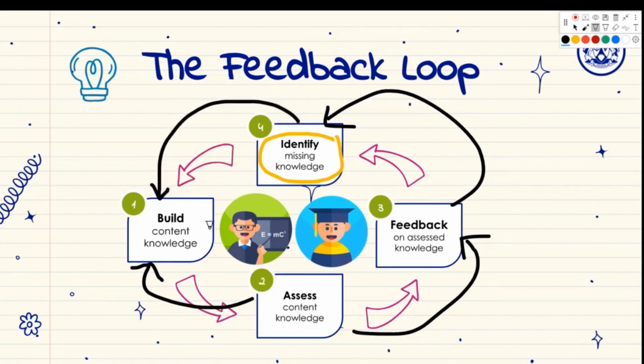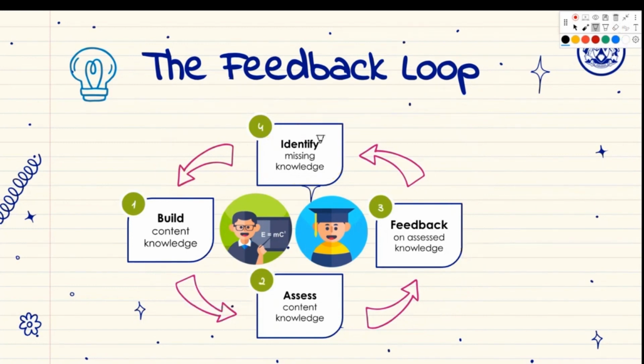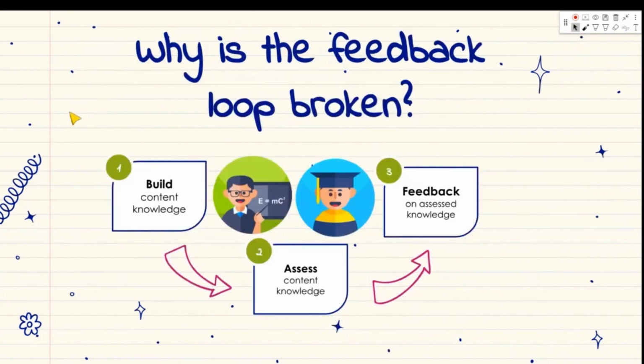And in this way, you'll see what we're effectively trying to do is create a cycle of learning. So we build knowledge, we test whether or not the knowledge has been achieved, we give feedback on that, either from a teacher's perspective or from self-feedback, and then we identify missing knowledge. Now, the problem is what's happening very often is we actually have a feedback loop that is broken, and it's missing this top part. So there's nothing happening here.